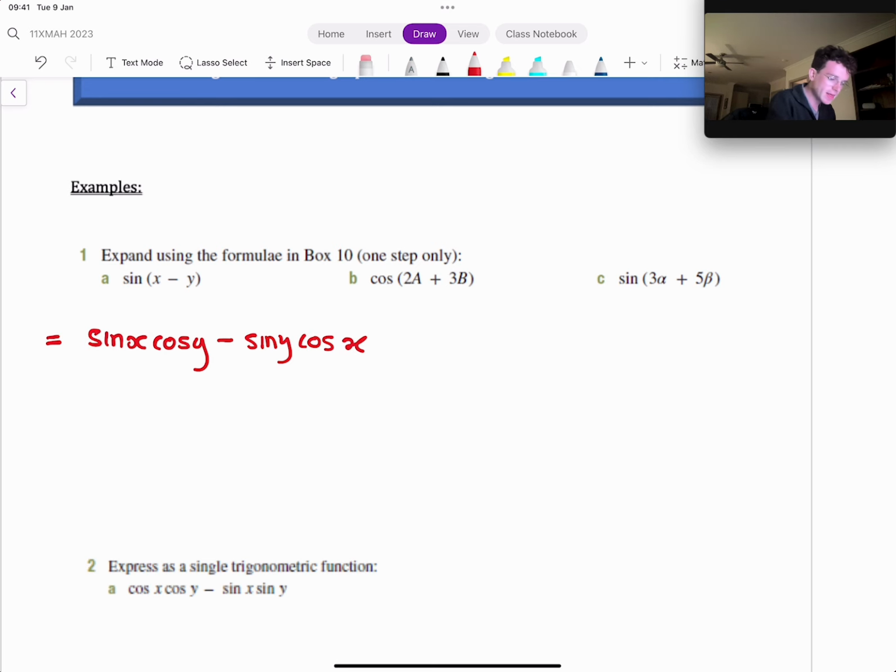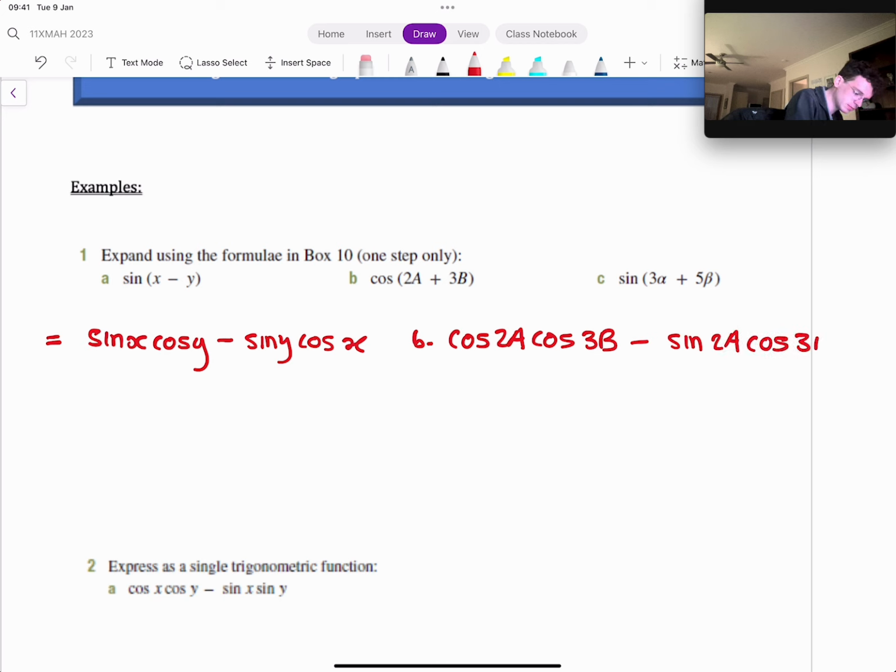Notice here that the x's and the y's, first of all, are with the sine and the cos, but in the second lot of it, they swap, and the y is with the sine and the x is with the cos. Okay. Part B, remember cos is antisocial, different sign. Antisocial cos, different sign. So cos 2a, cos 3b, plus, different sign, minus sine 2a, cos 3b.